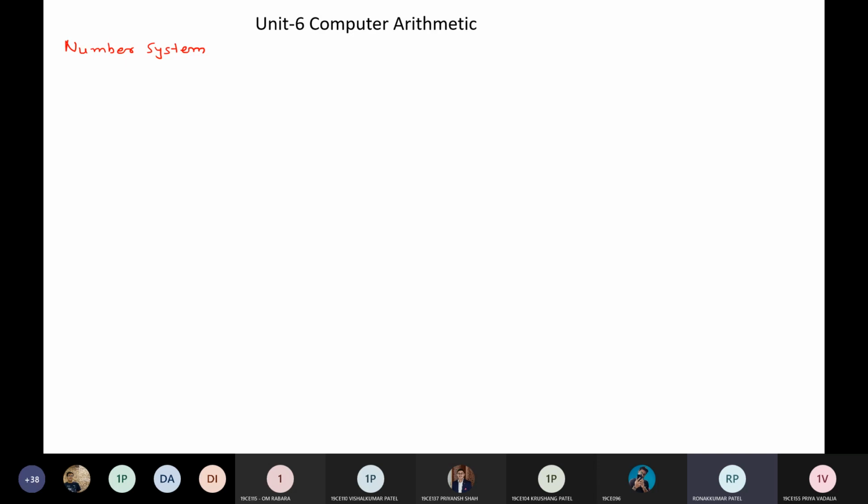So in this lecture we are going to study these four number systems: decimal, binary, octal, and hexadecimal. We will also study the conversion between these different number systems. So first is the decimal number system.